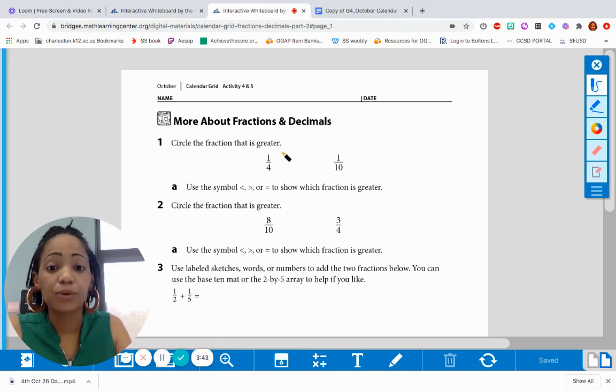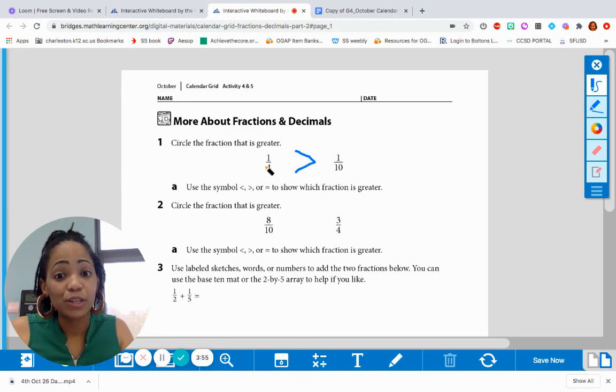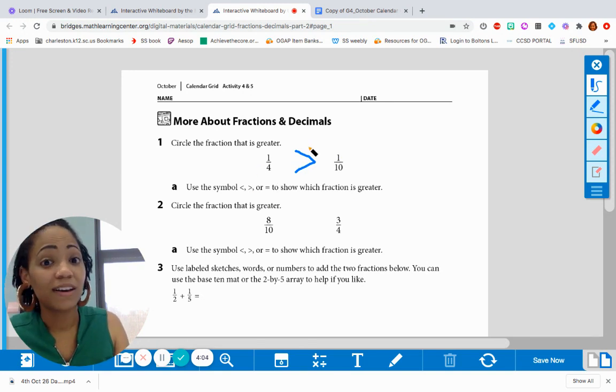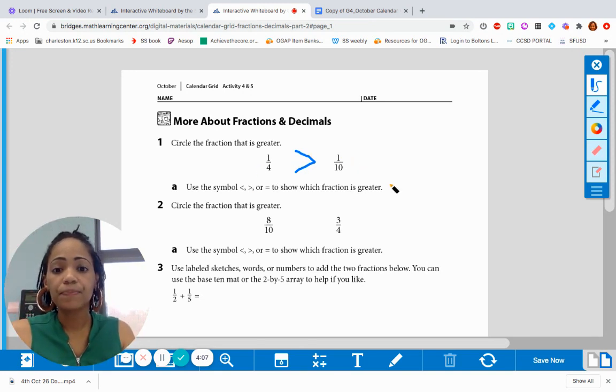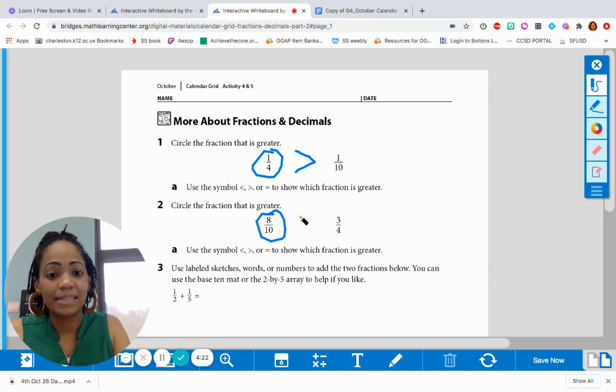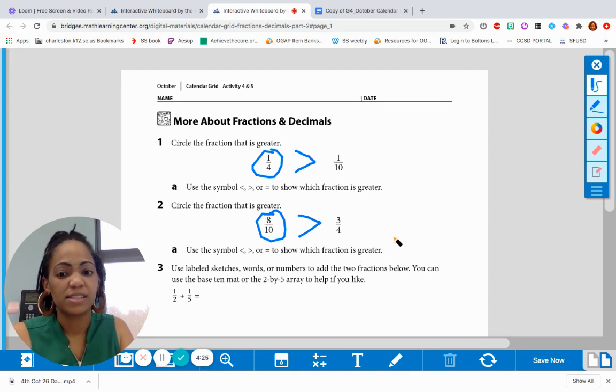Which fraction is greater, 1/4 or 1/10? Great, 1/4 is bigger. Now, if you had trouble, hopefully you thought about this in terms of money. 1/4 is 25 cents because it's 1/4 of $1. 1/10 is a dime. That's 10 cents. So 25 cents is worth more than 10 cents, right? Circle the and I guess I should have circled it and then it said use the symbol. So what about 8 tenths and 3/4? Right, 8 tenths is greater. That's 80 cents. And 3/4 is 75 cents.